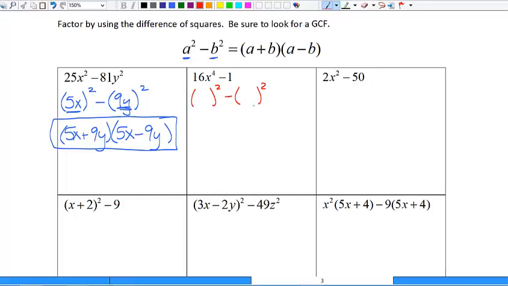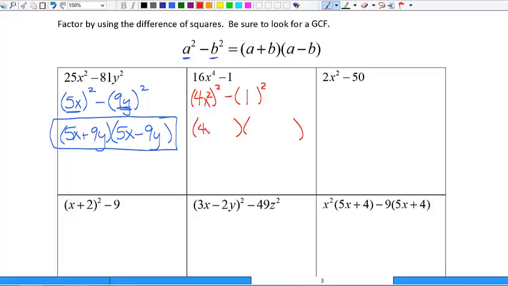So I'm going to see if I can rewrite it as something squared minus something squared. It is a minus, so we do know that this is factorable. 16x squared can be rewritten as 4x squared, because 4 times 4 is 16, and x squared squared is x to the 4th. So 4x squared times itself truly is 16x to the 4th. Now, sometimes students forget about this, but 1 is a perfect square. It's just 1 squared.